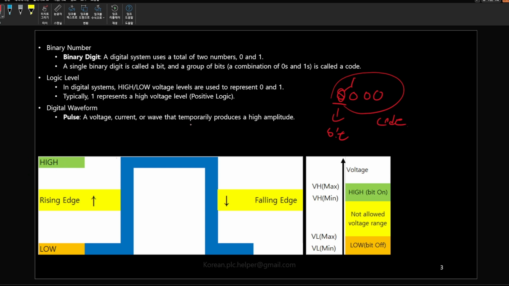In digital logic, 1 represents a high voltage level. We call it positive logic, and 0 represents a low level, which is negative logic.